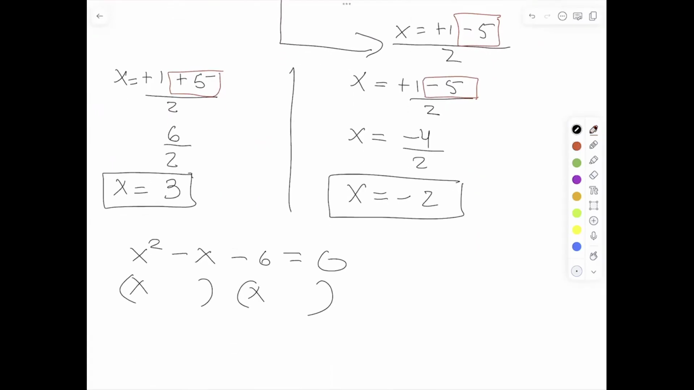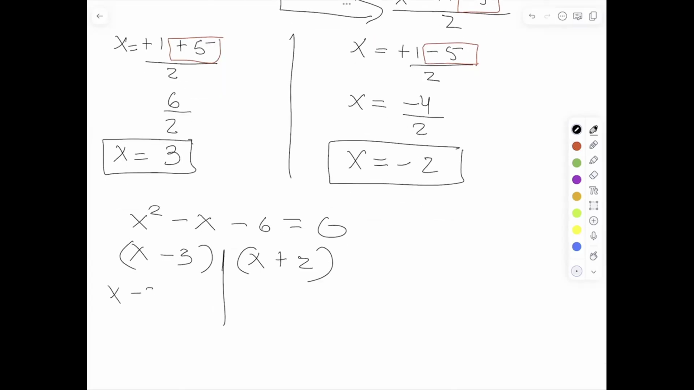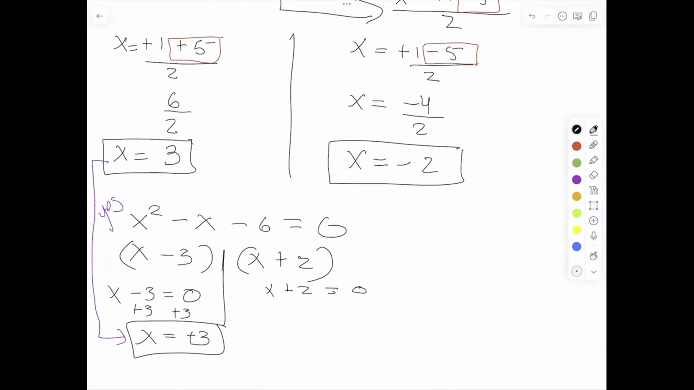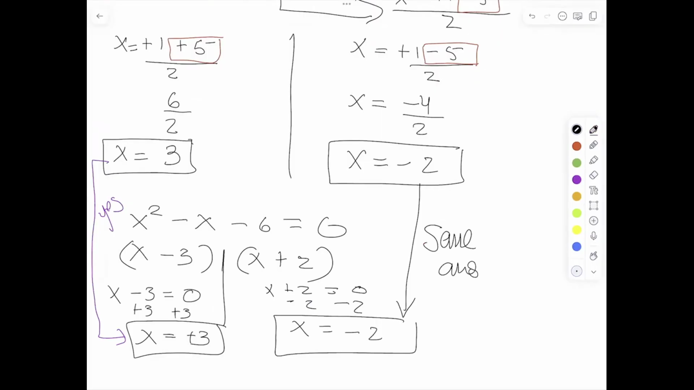Now, if I factor this, I know I'm going to get what? What were the factors? -3, +2, right? And this is from factoring, right? And we did this before. Did I get the same answer that I got using the quadratic formula? The answer is yes. What about here? X plus 2 is equal to 0, so x is equal to -2. Did I get the same answer? Yes. The answer is yes.